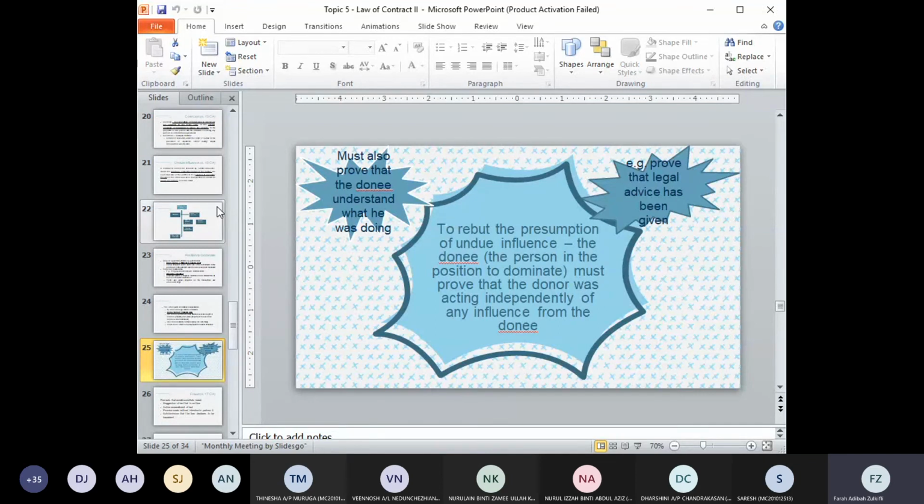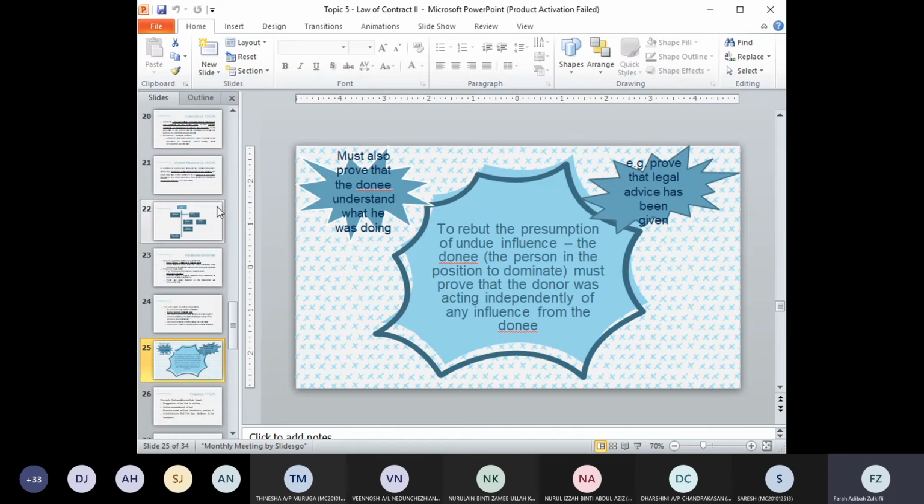So in the situation, for example, if you join an organization and you want to give your property to the organization, in order to prove to the court that the organization has not put any undue influence on you, you need to engage a lawyer. You must ensure that the lawyer has given full legal advice to you, and you are acting on the advice of the lawyer, not because of any influence exercised by the other party. So that is how to rebut the presumption of undue influence.